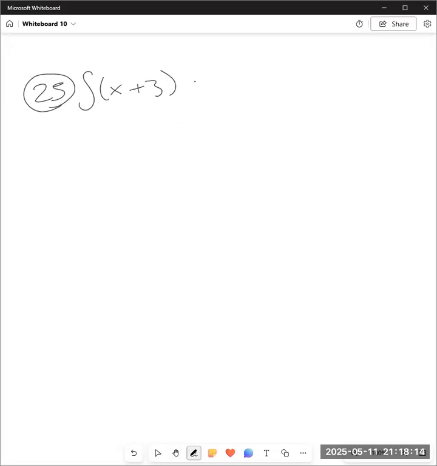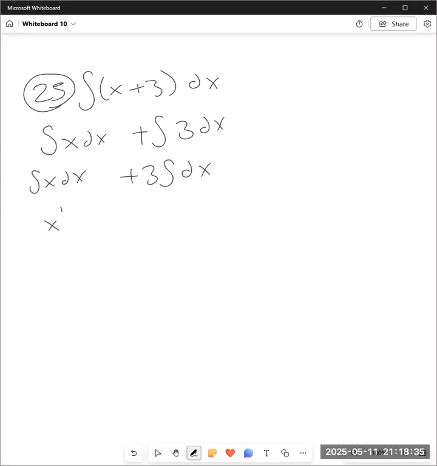So x plus 3 dx, we're going to break that into an x dx and a 3 dx. So this is going to become the integral of x dx, and this is a 3 integral dx. So for x dx, that's 1 plus 1 over 1 plus 1. And this is x. We get a plus c on the end. So this is x to the second over 2, or I can call that 1/2 x squared plus 3x plus some constant of integration c.